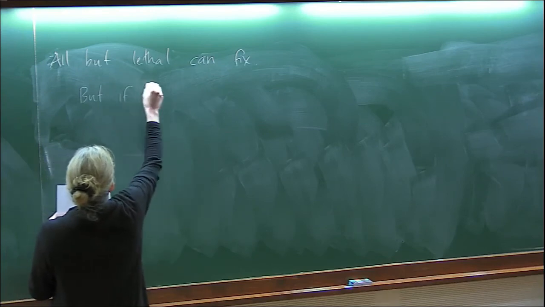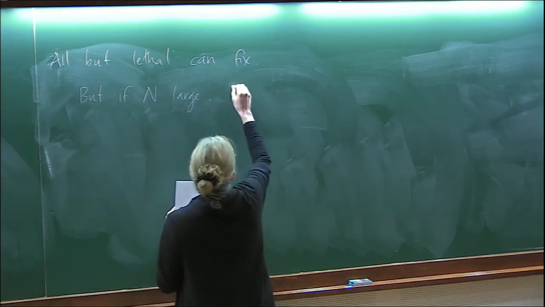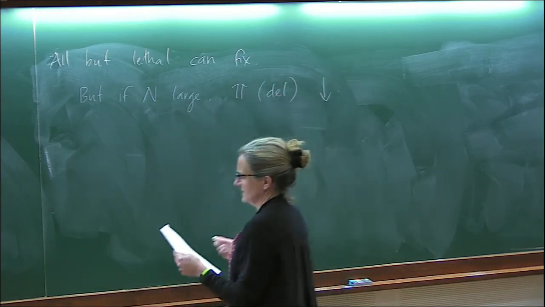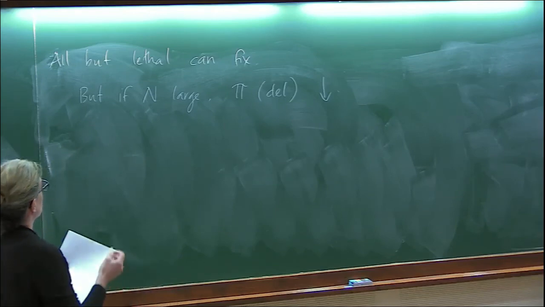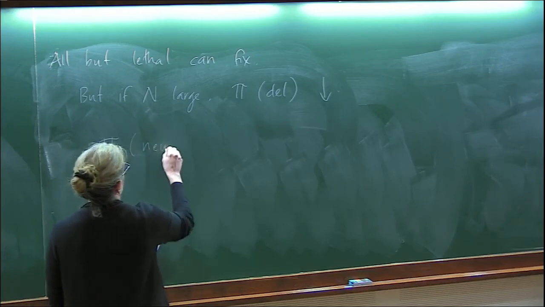But if n is large, pi for the deleterious ones goes down, or goes to 0 in the limit. Okay, what's pi for the neutral mutations?